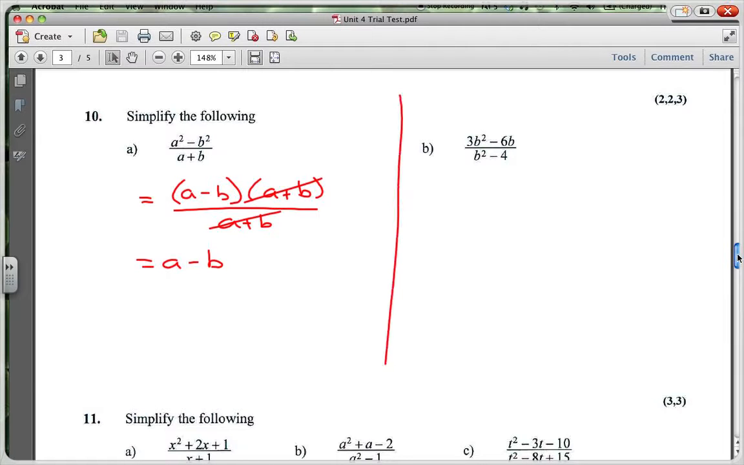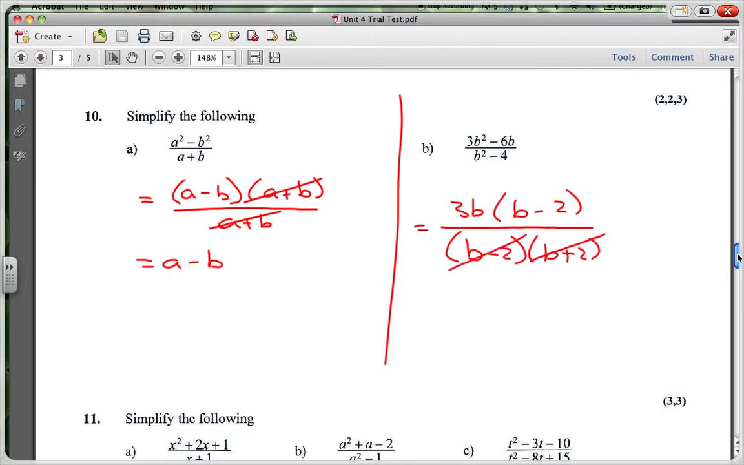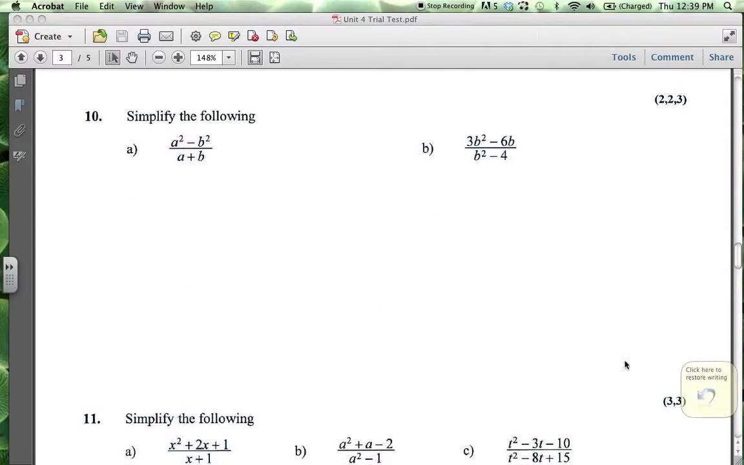Here I can take out a common factor of 3b, and I'm left with 3b(b minus 2). And underneath here I've got b squared minus 4. I can write that as (b minus 2)(b plus 2). And no, I can't cancel that one. I can cancel that one. So I'm left with 3b over b plus 2. This is not cancelled. Again, factorizing first is really important before you simplify.